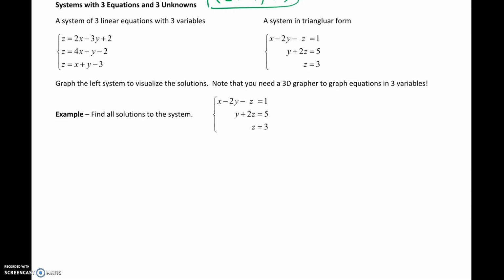So these are all planes. z equals 2x minus 3y plus 2, z equals 4x minus y minus 2, and z equals x plus y minus 3 are three different planes, and they're going to intersect in a point. So if you remember from geometry, two planes intersect in a line, right? There's going to be a whole line where they intersect. But a third plane introduced into that that's not the same plane is going to intersect in a point.